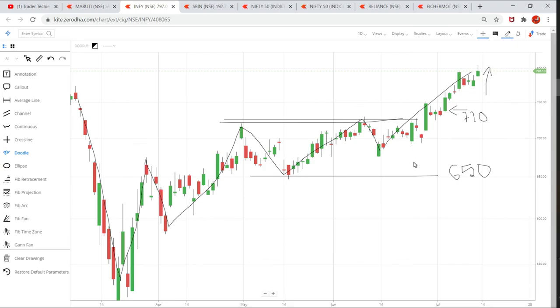So this is how you trade. This is how the price action of every stock behaves, and you have to identify this, and then based on this you need to trade. So I think that's it.